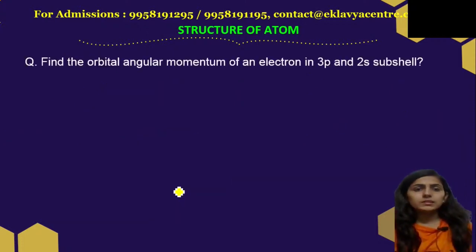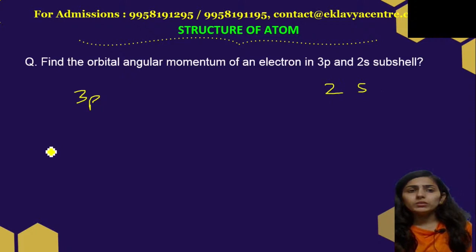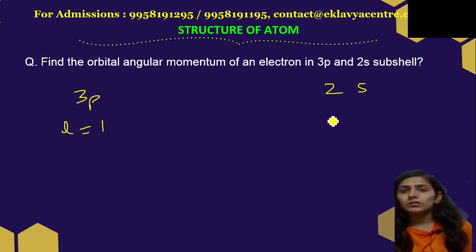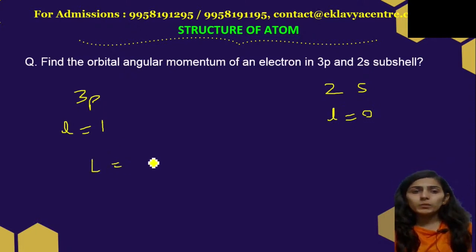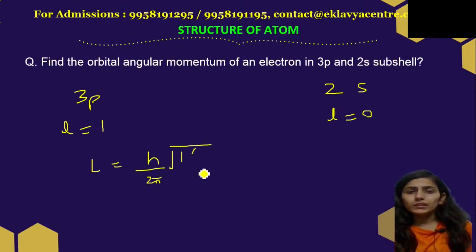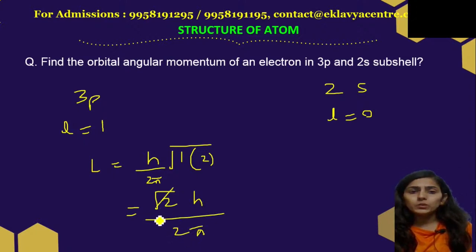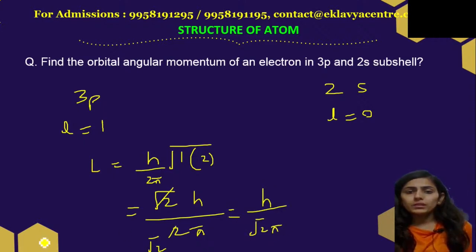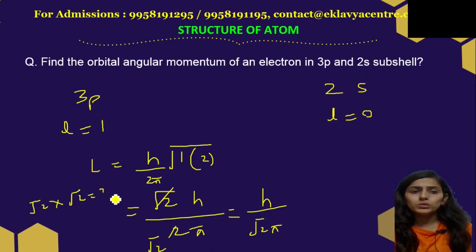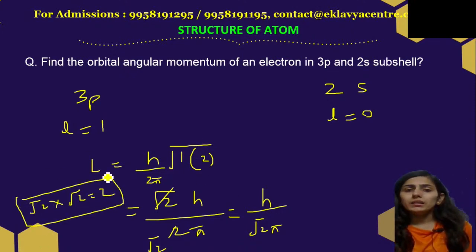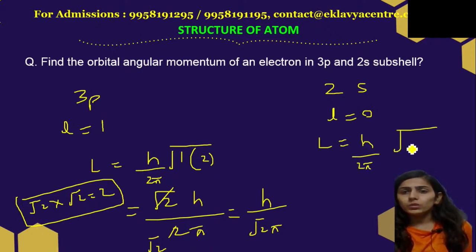Okay. Next, find the orbital angular momentum for electrons in 3p and 2s. Beta, for 3p we know the value of L is 1 and for 2s the value of L is 0. We have just studied the angular momentum, h upon 2 pi under root of L into L plus 1. So the answer is root 2 h upon 2 pi, or if I cancel root 2 by 2, I get h upon root 2 pi, because root 2 into root 2 is equal to 2. Simple maths. And if L is 0, we have h upon 2 pi under root of 0 into 1, so it will become 0.